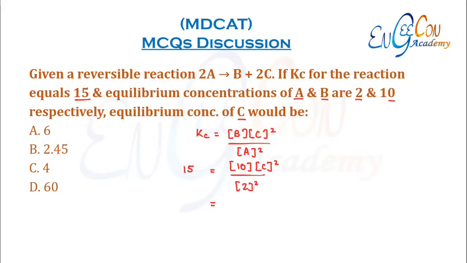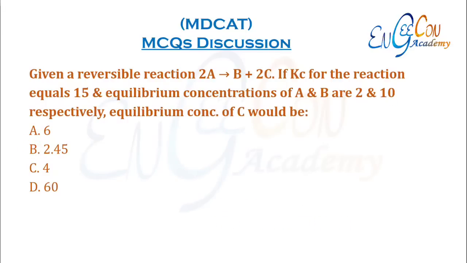So now 2 square is equal to 4, so 15 multiplied by 4 is equal to 60, divided by 10 is equal to C square. So C square is equal to 6 and C is equal to under root of 6, which is equal to 2.45. So B is the correct option.